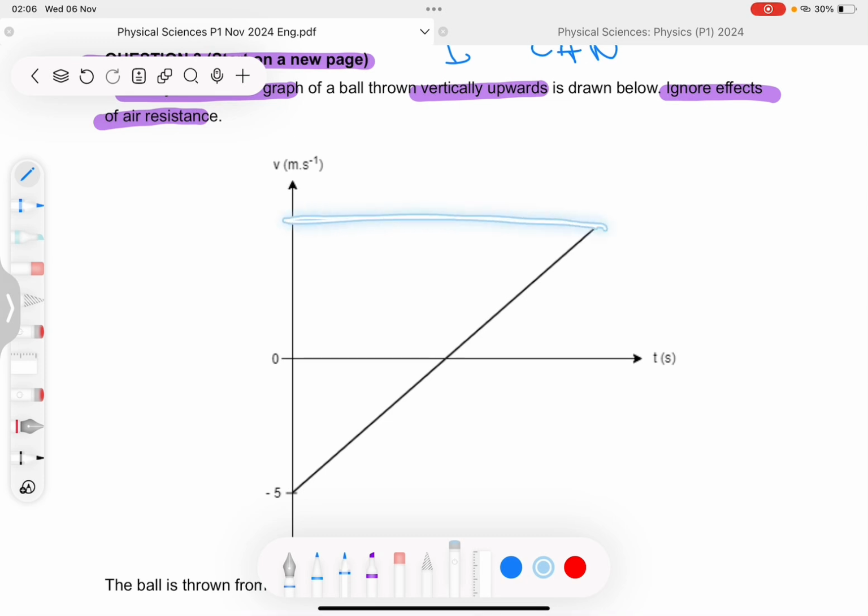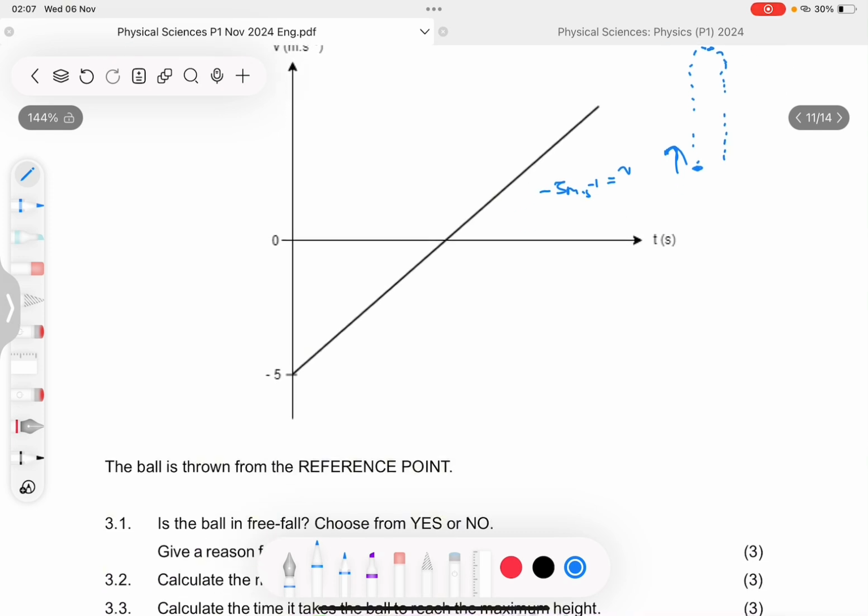So I don't know if this would be this point or it will be below that point, because we are not told. Maybe the question will guide us as we go along. So what are we having here? We are having a situation where a ball is thrown vertically upwards with a velocity of -5 meters per second, and this ball will go upward like that until it reaches the maximum height here where the velocity is 0, and it will come back and regain all that velocity. I don't know where it will end.